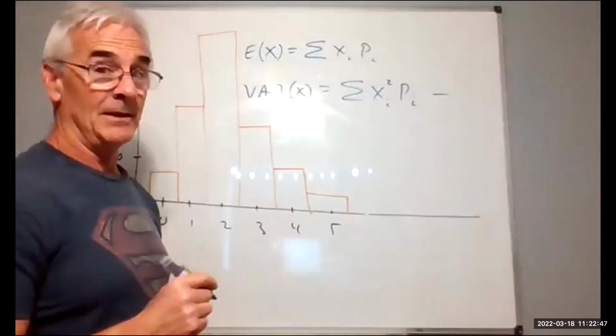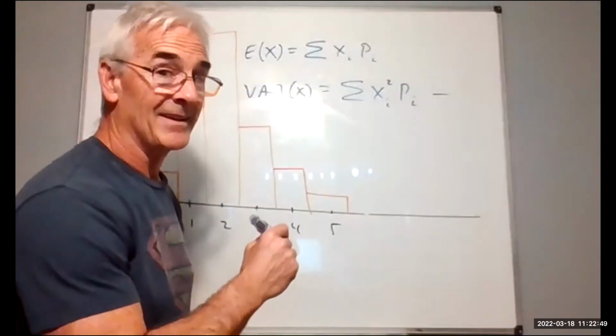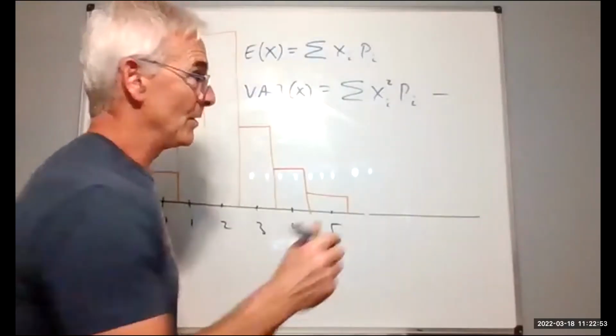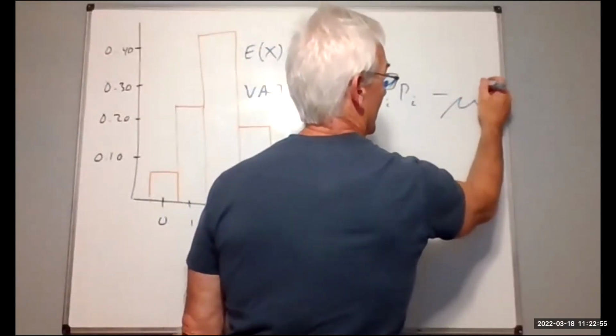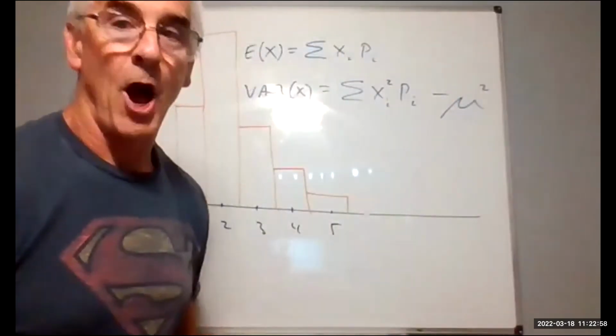The mean. You're right. Subtract something. Subtract what? The mean? No, the expected value. Well, the same thing, but is it just the mean or the square of the mean? Oh, square of the mean. Square of the mean. Now you have these formulas.